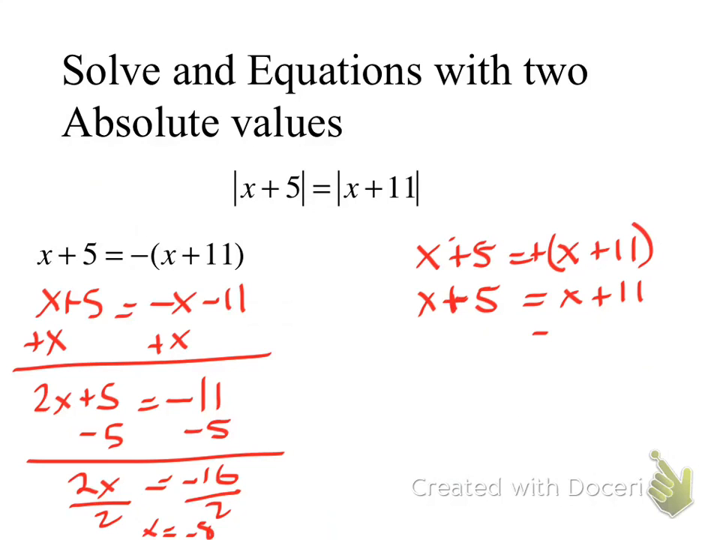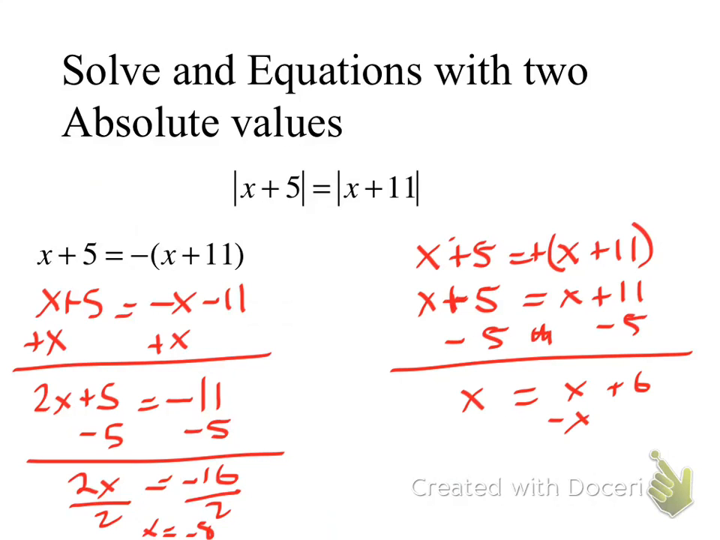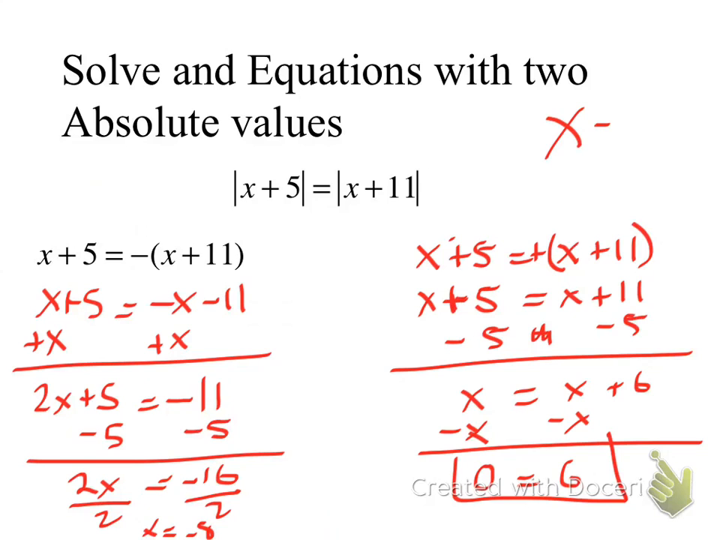Okay, let's do subtract 5. Subtract 5. I end up with x equals x plus 6. Subtract x. And what do I get? 0 equals 6. And in that situation, we call it no solution. When you're comparing 2 values and you eliminate that variable, we call that no solution. So you only have one solution in this case.